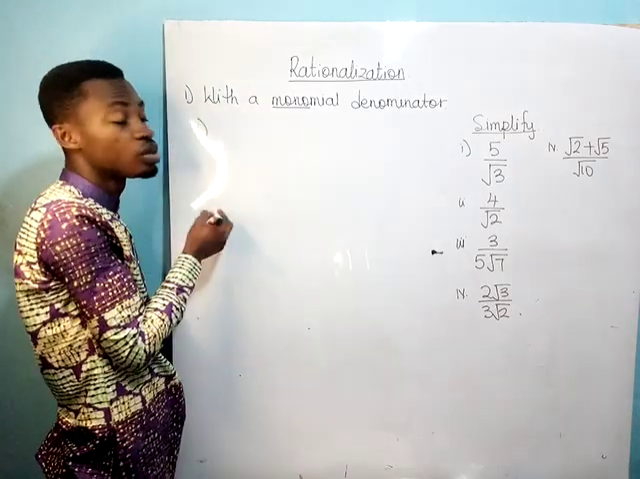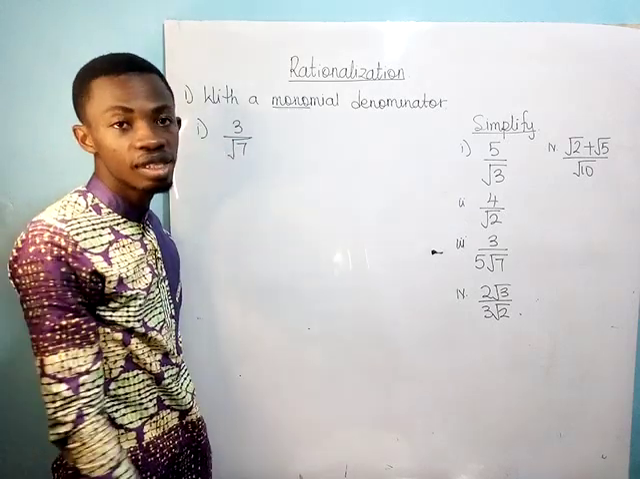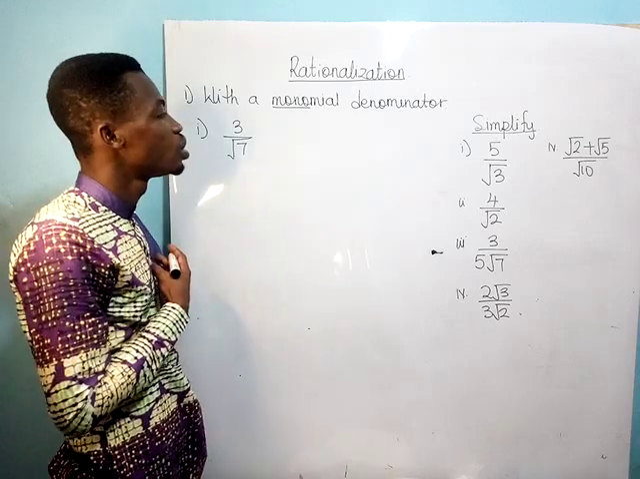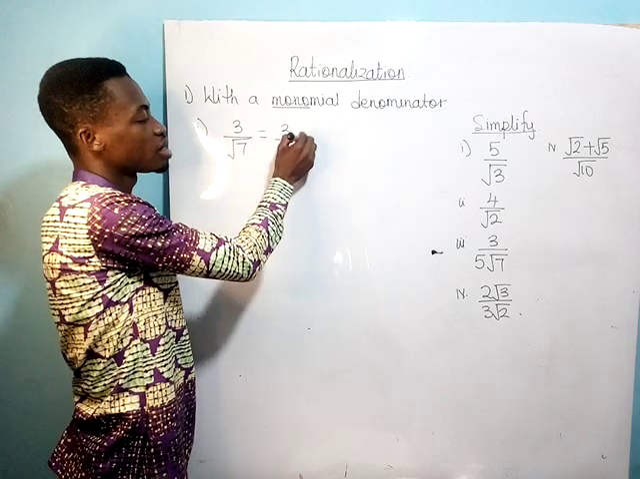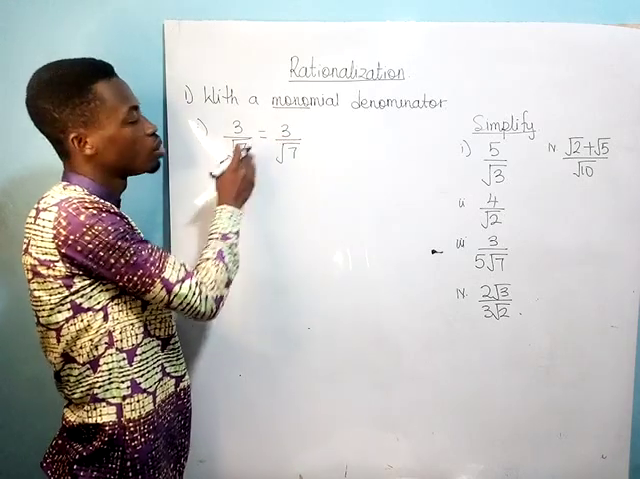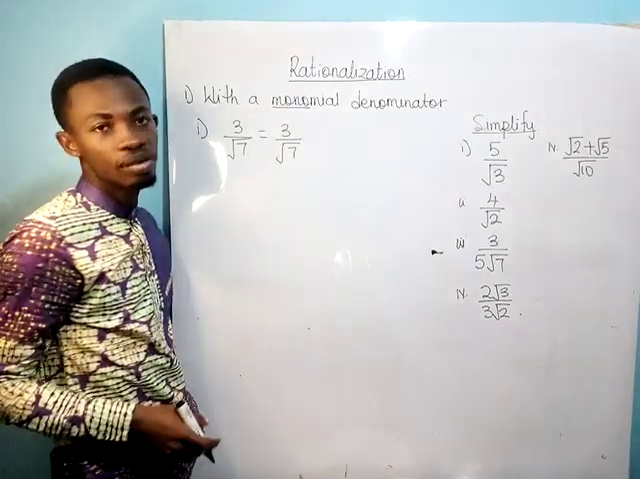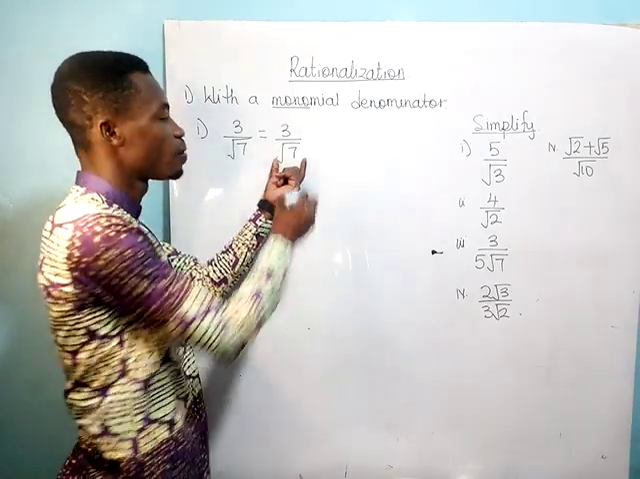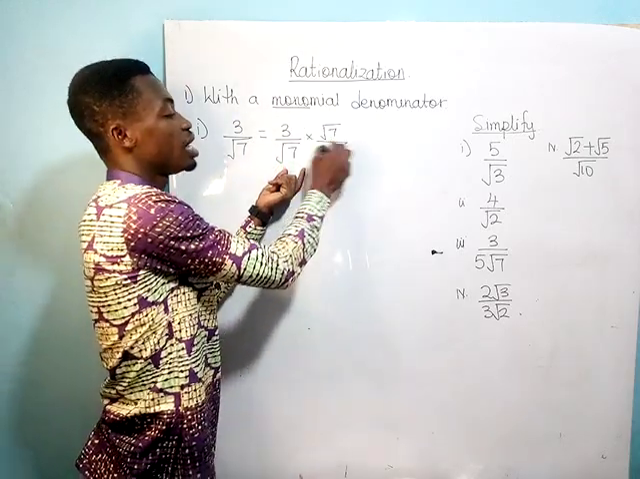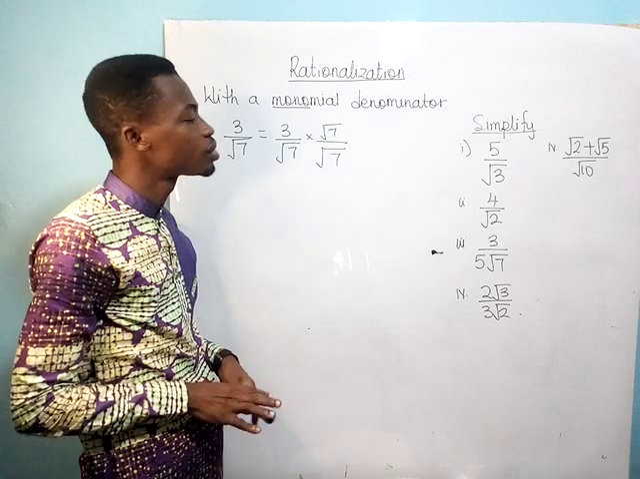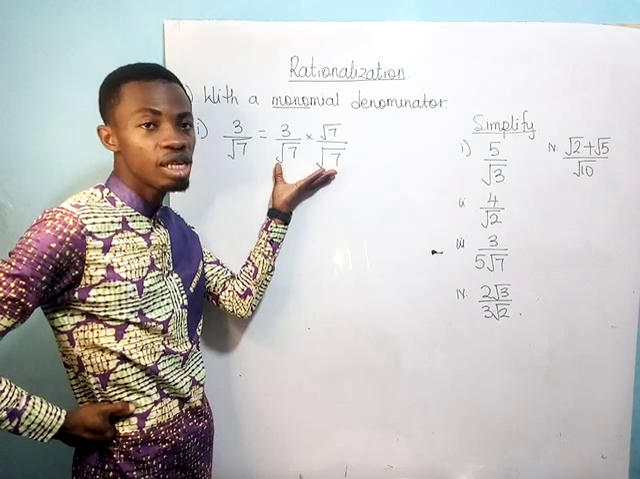So our first example, we have 3 over root of 7. What we do is that we multiply the given surd here in the fractional form. We multiply both the numerator and the denominator by the denominator. So here our denominator is root of 7. So we multiply the numerator by root of 7 and the denominator by root of 7. Our focus is to clear the surd, to do away with the surd, which is the denominator.